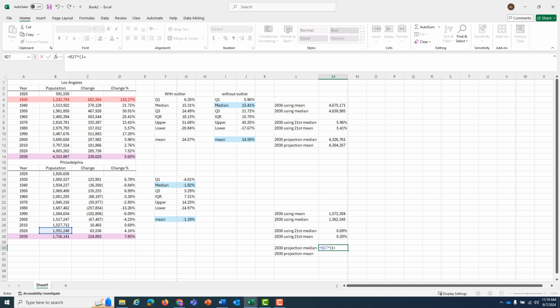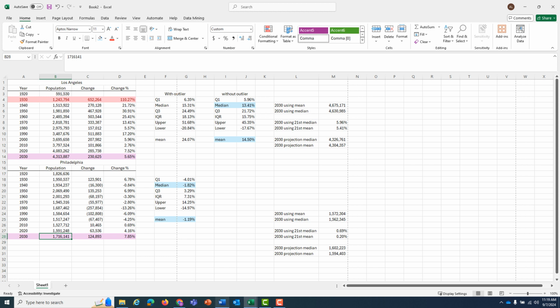We're doing the median, so we'll take our median rate of change of 0.69%, and I come up with 1,602,000. What about the mean projection that we have here? If we use that same concept, we're going to take 2020's numbers, multiply by 1 plus the mean rate of change, which is going to be 0.2%, and that comes out to be 1,594,000 people. Both of these numbers are still significantly lower than what they are projecting.